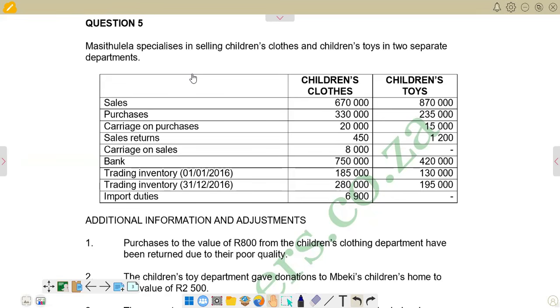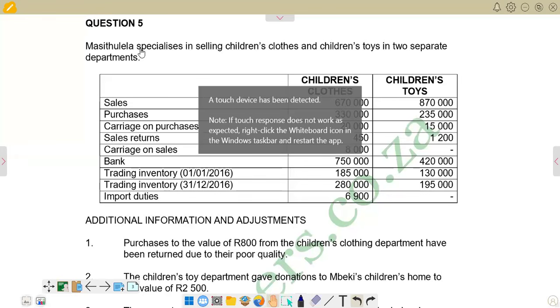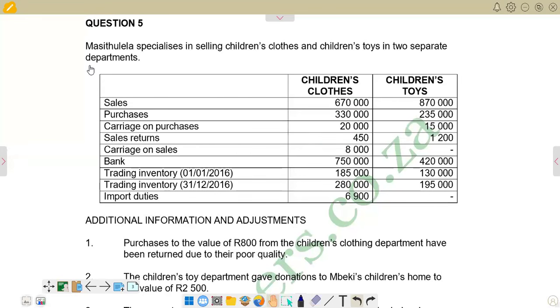In this video, we want to look at the preparation of the purchase account and the preparation of the departmental trading statement. So our question reads, Masitulela specializes in selling children's clothes and children's toys in two separate departments.